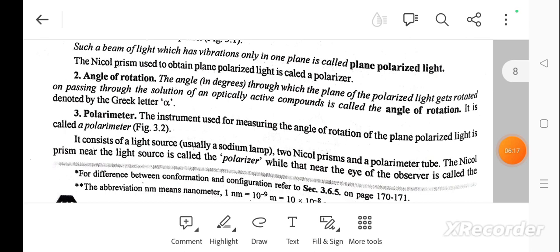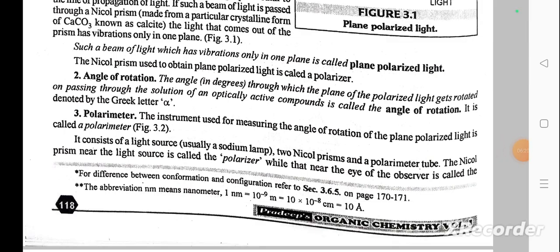Polarimeter. The instrument used for measuring the angle of rotation of plane polarized light is called a polarimeter.